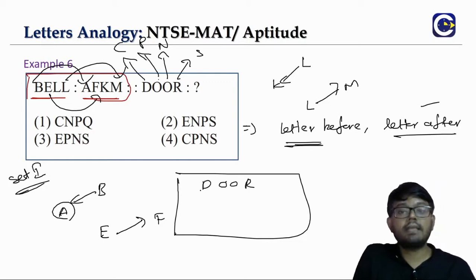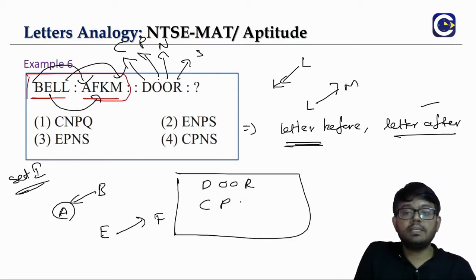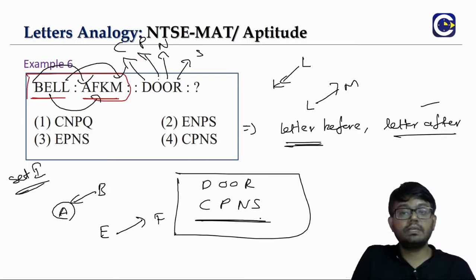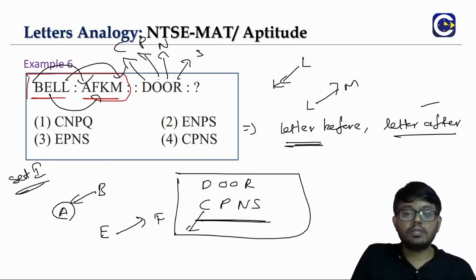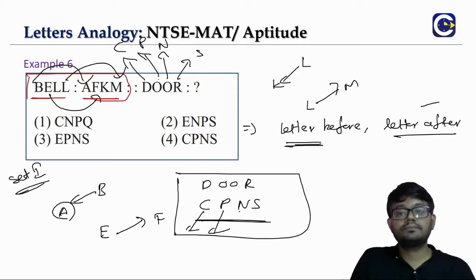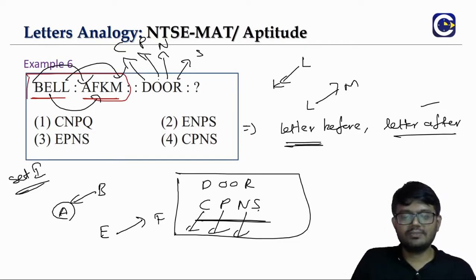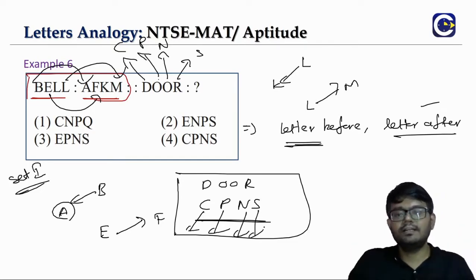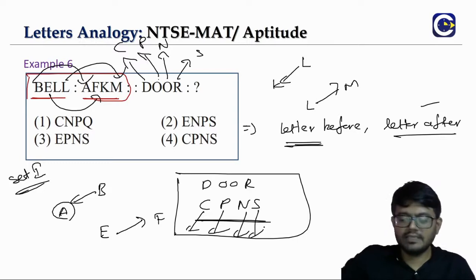So the correct matching sequence for the door is CP, NS. So what is the thing? C is the letter before. P is the letter after. N is the letter before. S is the letter after. Okay, so this is how we are able to follow that relation. The important thing is that we first have to understand the relation. Then we will be able to apply it and get the answer.